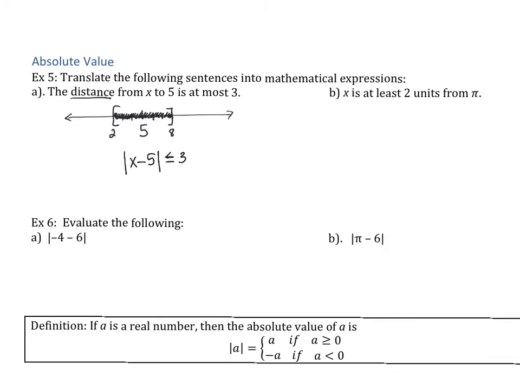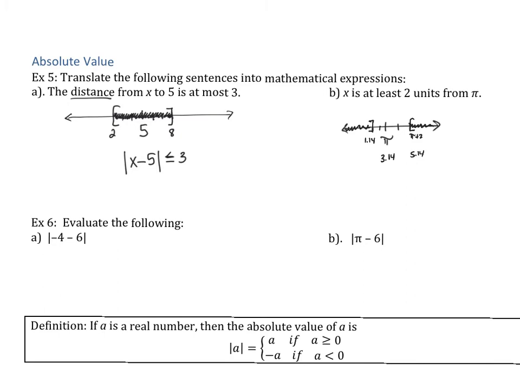Okay, let's try this one. x is at least 2 units from pi. So here's pi, at least 2 units. Okay, so this is about 3.14 at pi. So 2 units up would be about 5.14. Okay, so this is pi plus 2. This is pi minus 2, so that would be at, what, 1.14. And so it has to be at least, so it can be there or anything bigger than that.